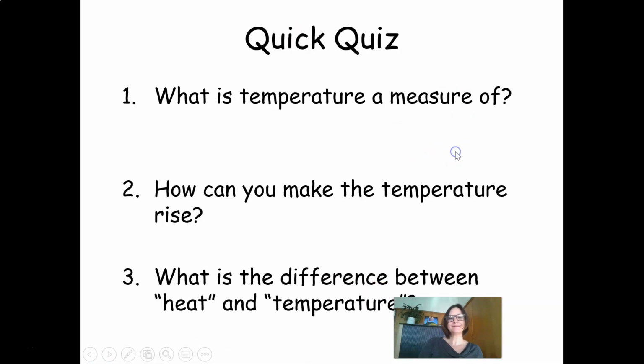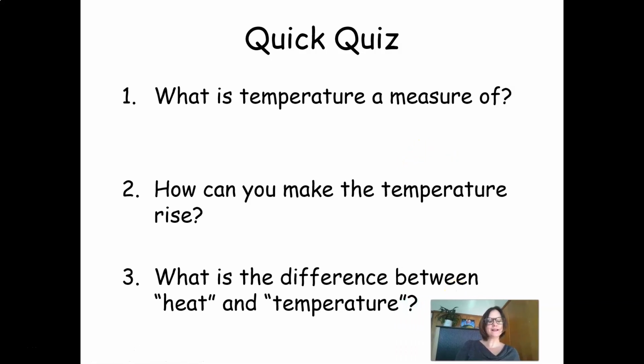Okay. So, quick quiz to see just how well you've been listening, and there might be some incidental learning here, something you might not have known before, but you will learn it now. What is temperature a measure of? How can you make the temperature rise? And what is the difference between heat and temperature?